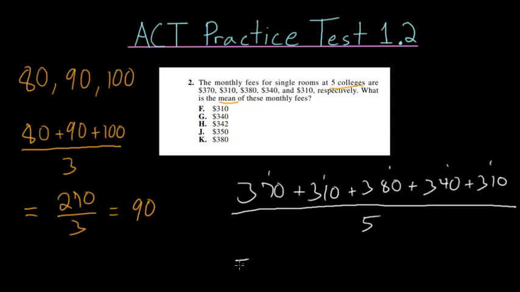And when we do this, you'll want to put this into your calculator, since you're allowed a calculator on the ACT, and it's always safer to do it on there rather than in your head. So when you put this into a calculator, what you end up with is $342, which you can see here is this choice letter H.